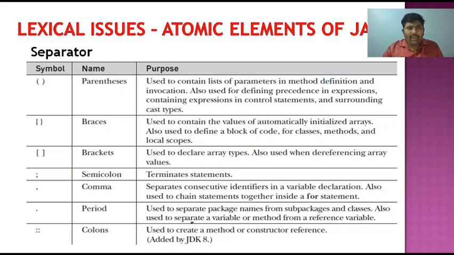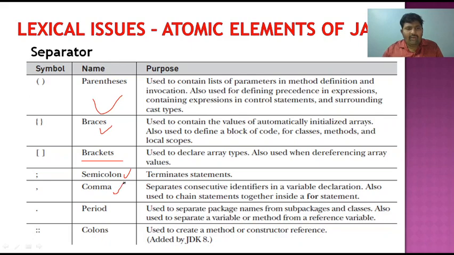In the Java programming language, the next atomic element is the separator. What kind of symbols can we use here? Whenever we declare class names or create objects and methods, we need parentheses. Braces are used whenever you open any function, method, or class. We require blocks for loops and all these things. Whenever you open a loop, we need to write braces. Next one is brackets. Whenever you declare array types, we have to use brackets. Next, semicolon. Every statement terminates with a semicolon.